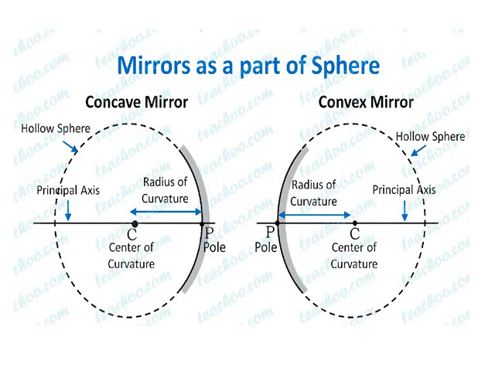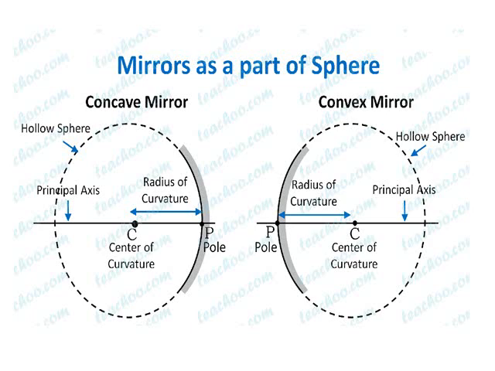And the distance CP is the radius, right? For a circle, CP is the radius. Here we call it radius of curvature. So these definitions we will see one by one in the upcoming slides.